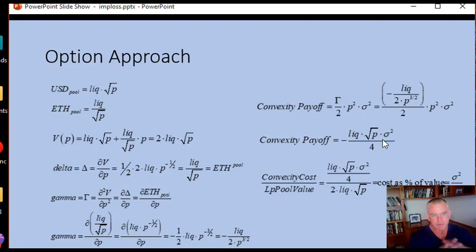And divided by 4. Another fun thing to do is, you can say, if I take this convexity cost or payoff, what's the LP pool value? The LP pool value is 2 times liquidity times square root of price. So you get this neat formula of variance over 8, which is kind of fun.